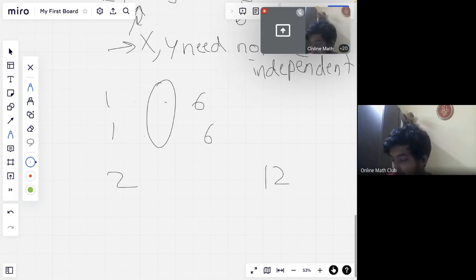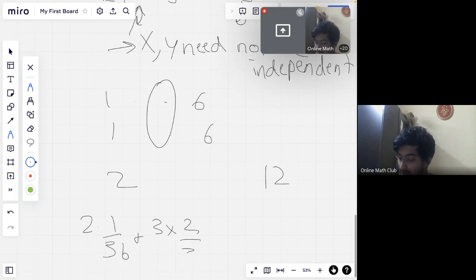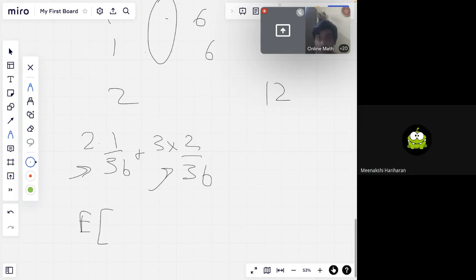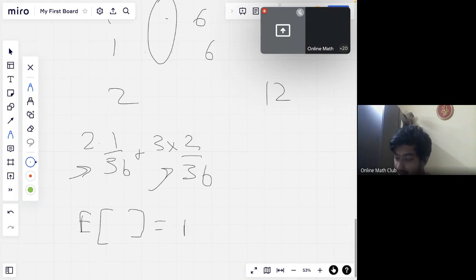I mean, you could calculate this the long way. You can do 2 into 1 by 36 plus 3 into 2 by 36. The probability that you get 1 and 1 is 1 by 36. The probability that you get 3, which happens in 2 ways, 1 and 2 and 2 and 1, is 2 by 36, and so on. You can do that, but here I'm basically asking you for the expected value, so we can use linearity of expectation. You can just sum the expected values of the two dice, right?